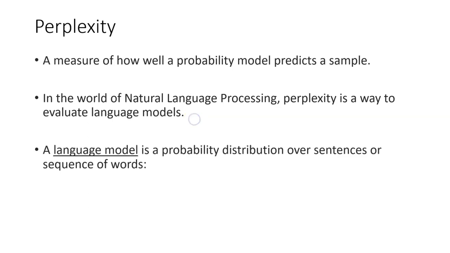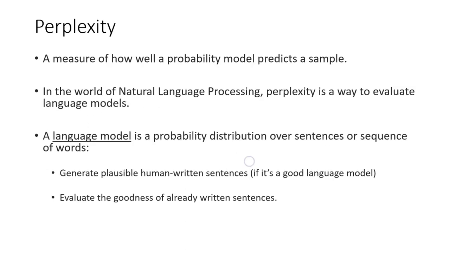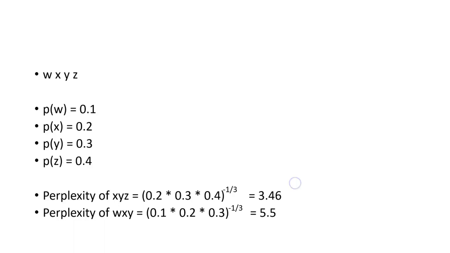What is a language model? It is a probability distribution over sentences or sequences of words. What do we use a language model for? We use it to generate human-like sentences. The other area is we evaluate the goodness of already written sentences. That's what we use a language model for. Still not understanding? Let's see an example.